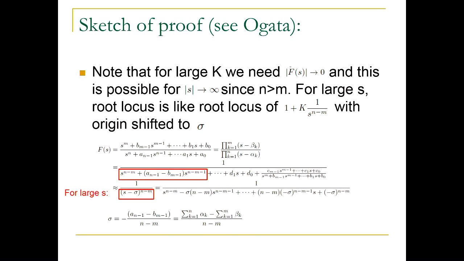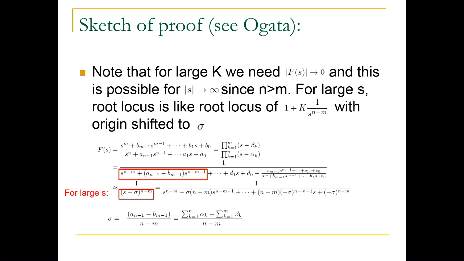But from here, think about what the coefficient a_(n-1) and coefficient b_(n-1) are. Do you remember polynomials? If you write a polynomial as the product of (s minus alpha k) over all k, and multiply these out, the coefficient of s to the power n minus 1, the second highest coefficient, is the sum of the alpha k's.